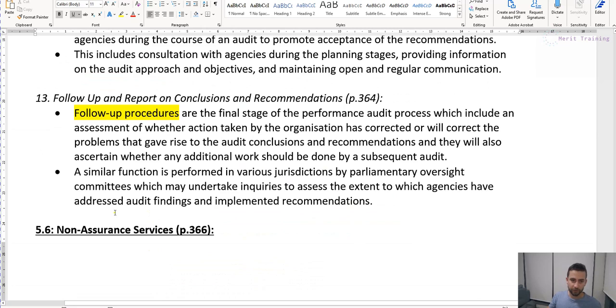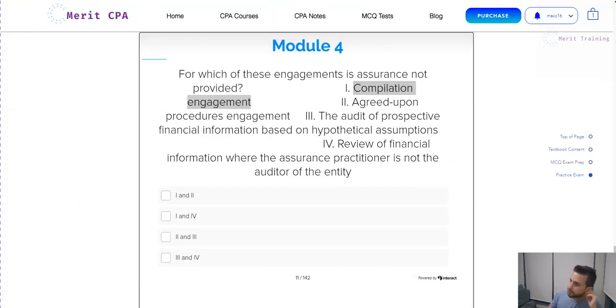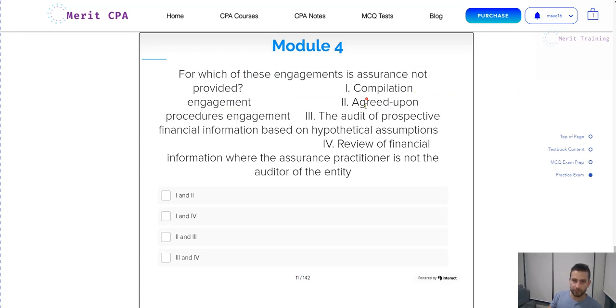So just starting off with non-assurance services, the ones that don't provide assurance are compilation reports, agreed upon procedures, and comfort letter engagement. So straight away, I can see that the question's asking us which of these provides no assurance. So we know that based on that table that compilation engagement and agreed upon procedures are both non-assurance engagements. So 1 and 2 we know is correct, but we just want to check off 3 and 4 as well. So far we know that 1 and 2 is correct. Okay, so none of the other ones really have 1 and 2 in there, so we could probably just confirm and click on that one and that'll probably be the correct answer.